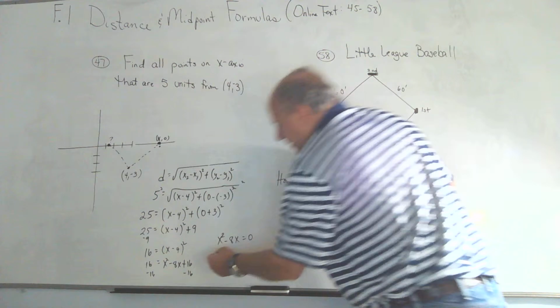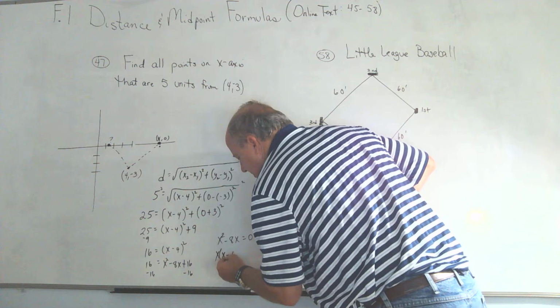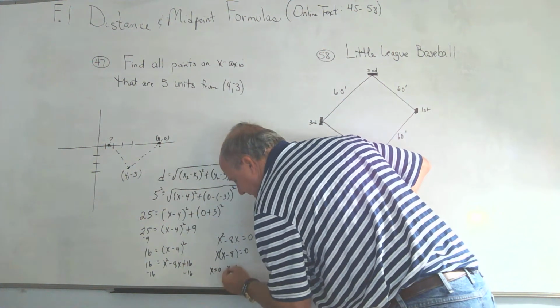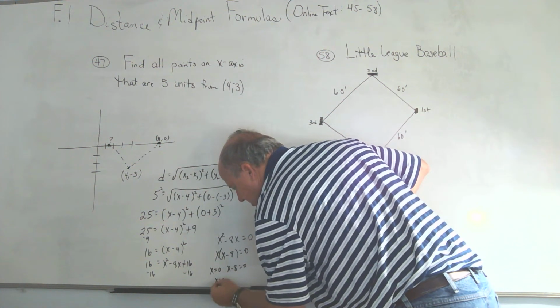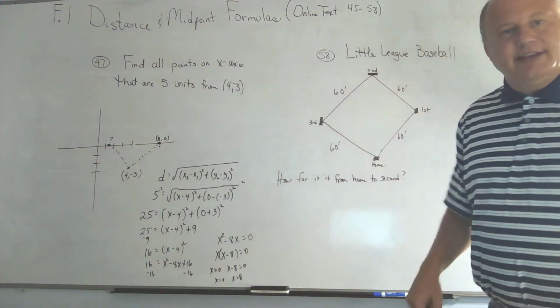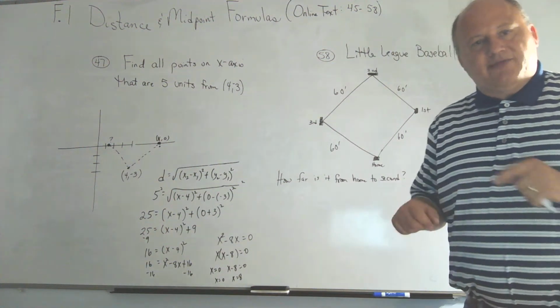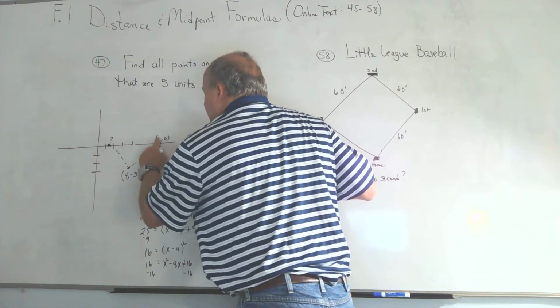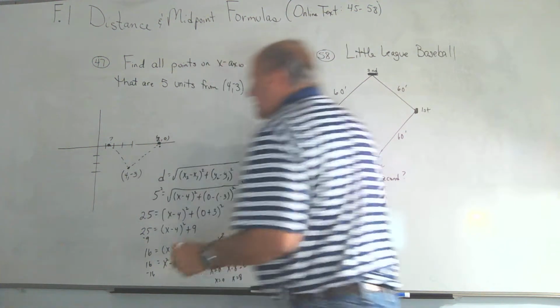And here you factor out the x. And so x equals 0 and x minus 8 equals 0. So x is equal to 0 and x equals 8. So those are the two locations on the x-axis that are 5 units away. Now, that number right here is (8, 0).